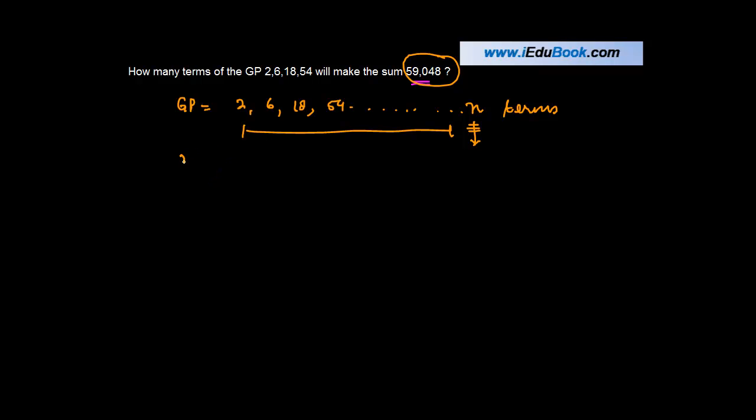Now, what is the common ratio here? The common ratio, or r, is equal to, if we divide 6 by 2, we will get 3. Since the common ratio is not equal to 1, we can easily apply the formula which we have derived in earlier videos as Sn is equal to a times r to the power n minus 1 upon r minus 1.